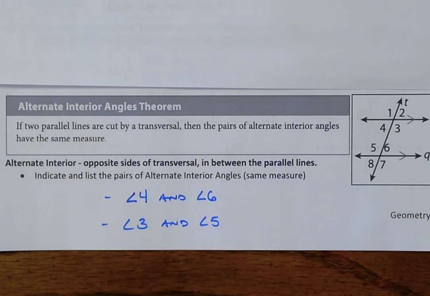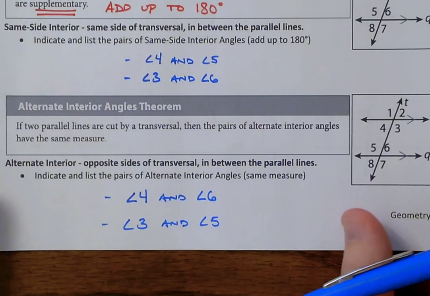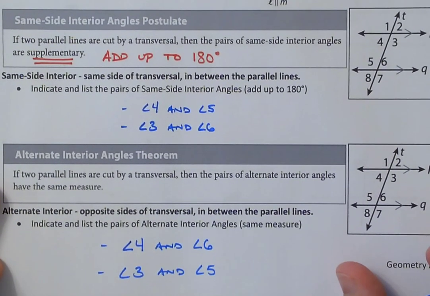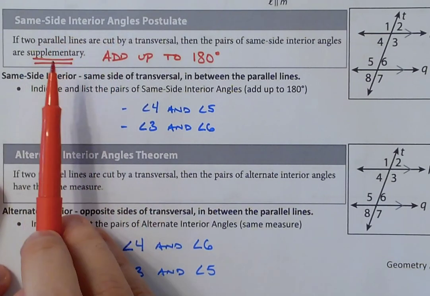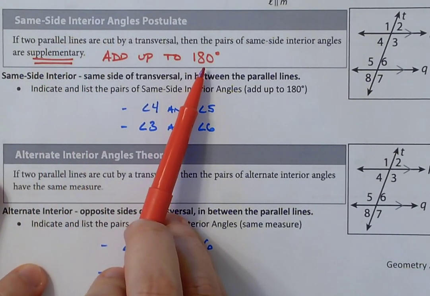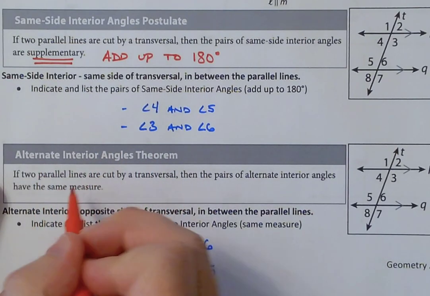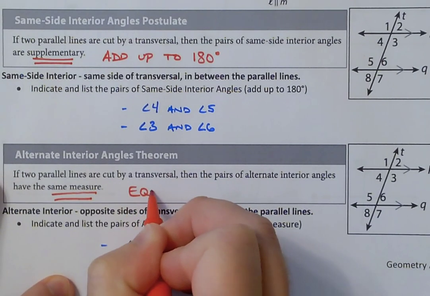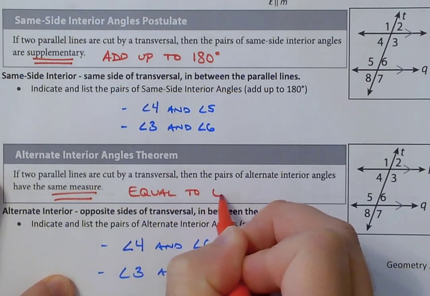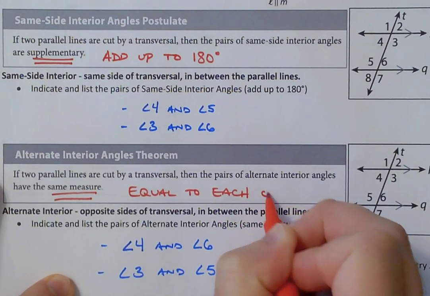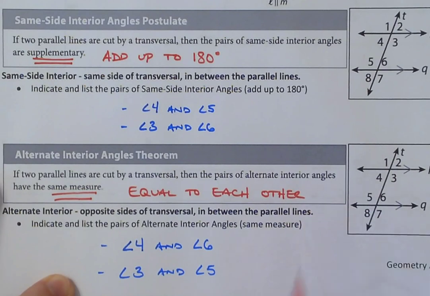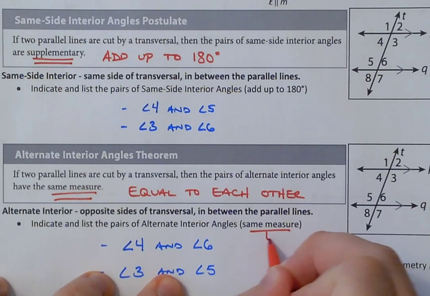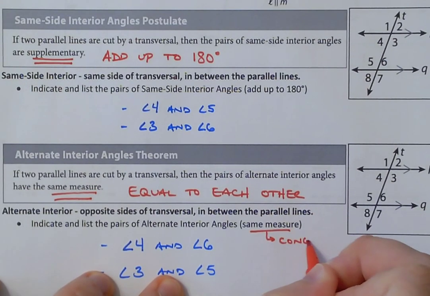All right, so we have successfully gone through and talked about same side interior and also alternate interior. Remember, same side interior angles are supplementary, which means they add up to be 180. Alternate interior angles have the same measure, which means they are equal to each other. Anytime they talk about being the same measure, they're equal to each other, or the more fancy way of saying it would be that they are congruent.